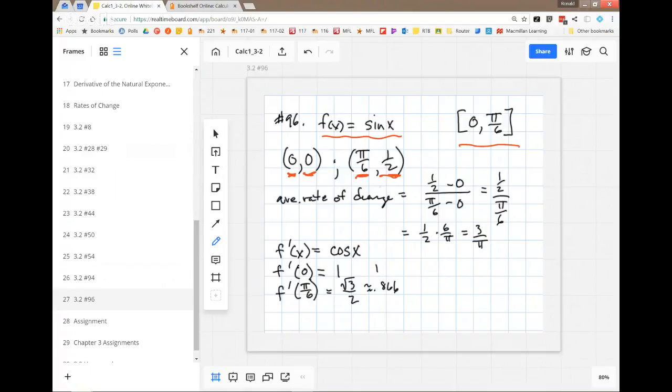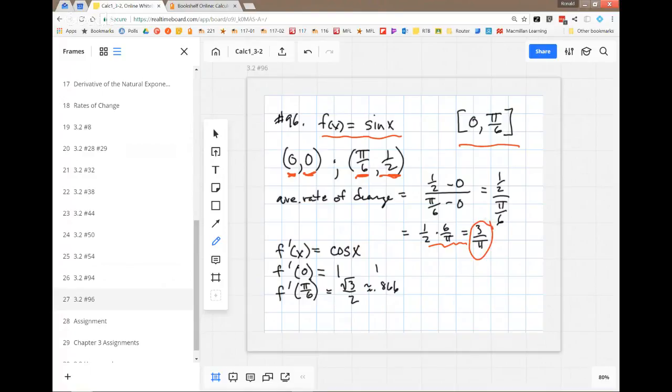Average rate of change, take those two endpoints and do a slope. y2, 1/2, minus y1, 0, divided by x2, pi over 6, minus x1, which is 0. Okay, on top you get 1/2, on the bottom you get pi over 6. How do you divide fractions? You invert and multiply, which I did down here. And you see we get 3 over pi. And that's it. That's our average rate of change for the function over that interval. Now let's find the exact rate of change at the endpoints.